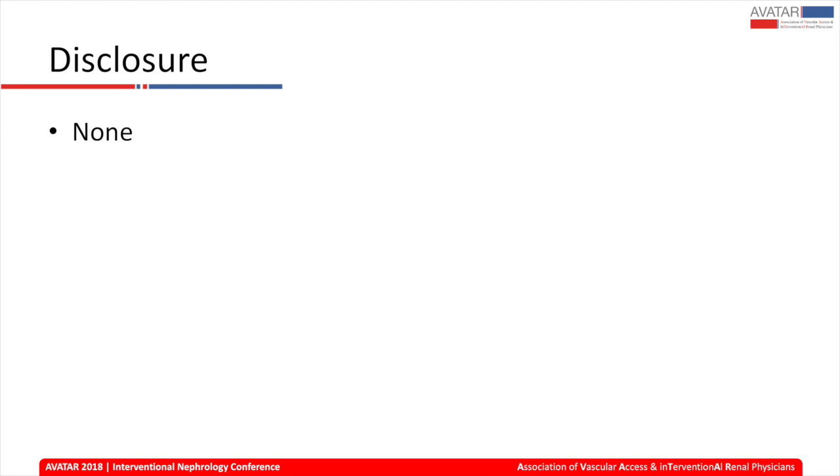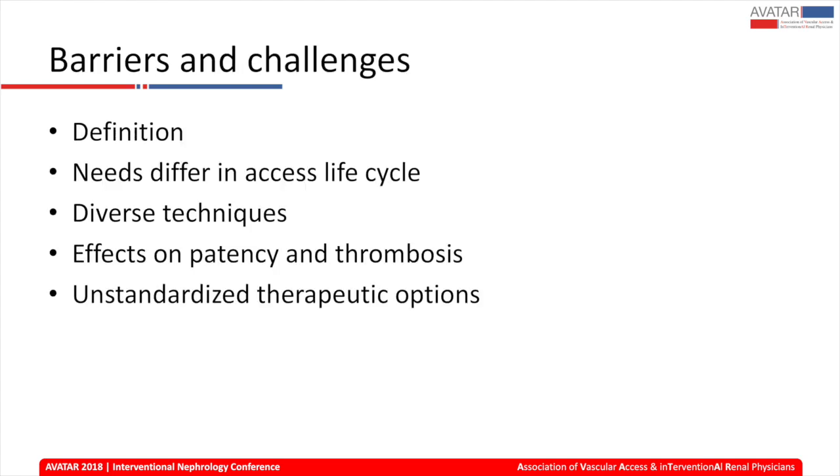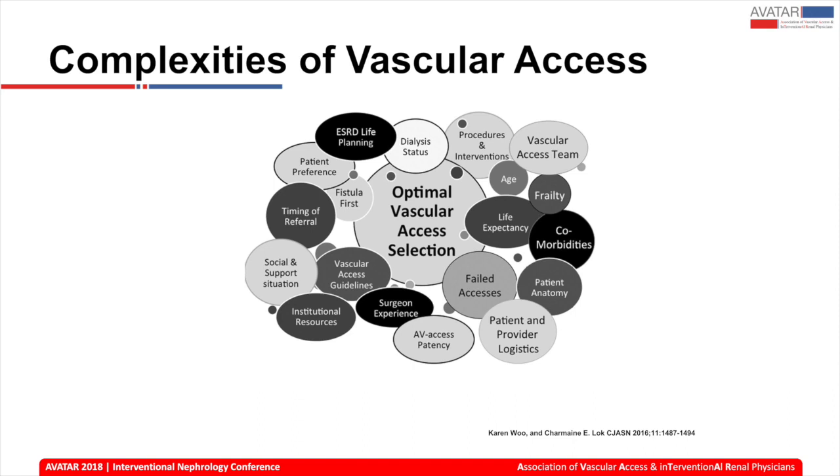I don't have any major disclosures in this regard. We'll go over some definitions, and we'll talk about the needs of surveillance programs in various aspects of the dialysis access life, different techniques, and their effects on hard clinical outcomes, not interim clinical outcomes like thrombosis. And also, we'll talk about a few therapeutic options.